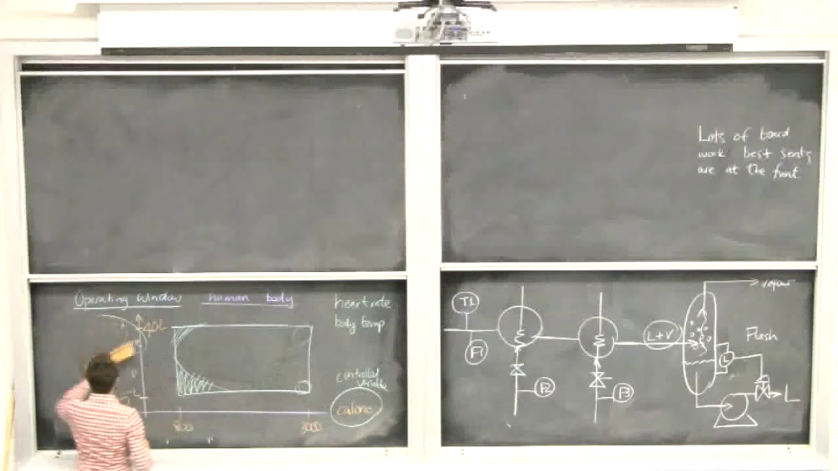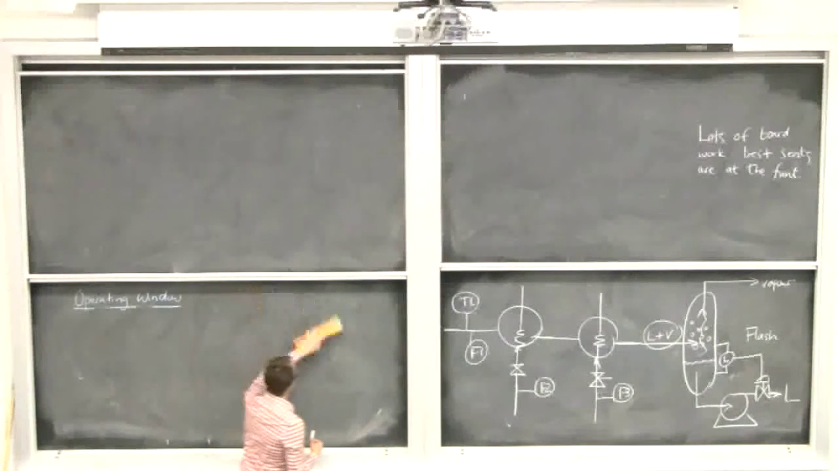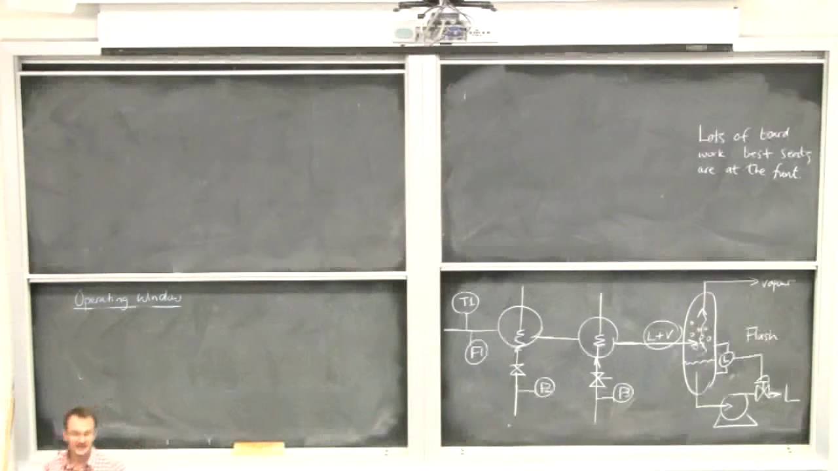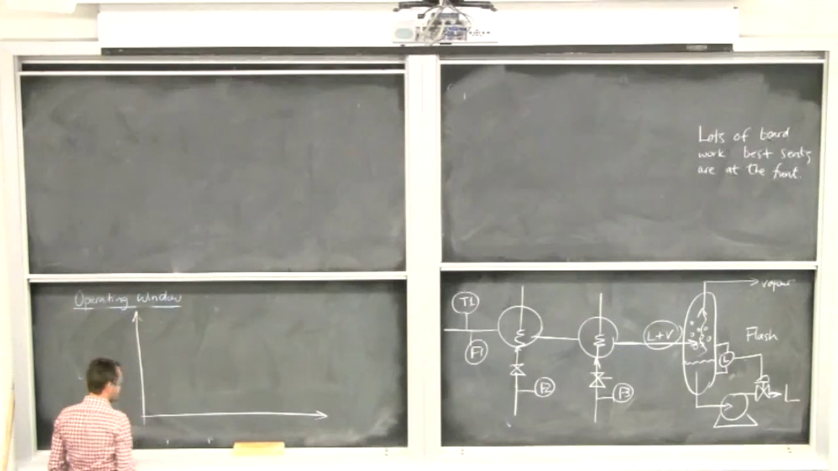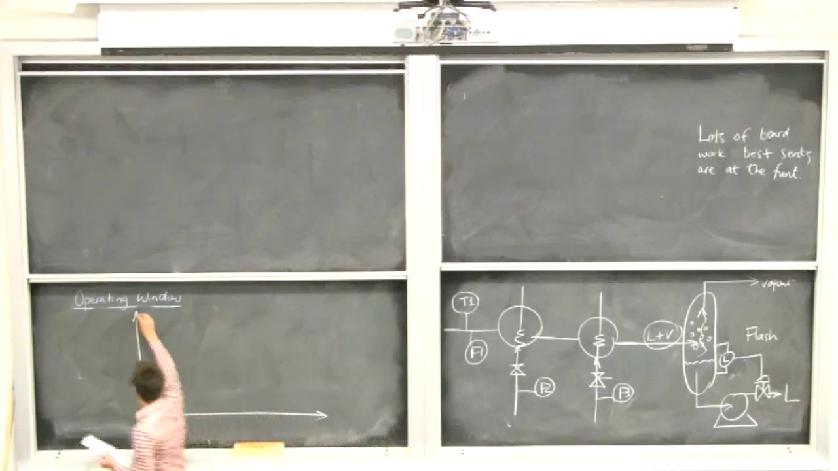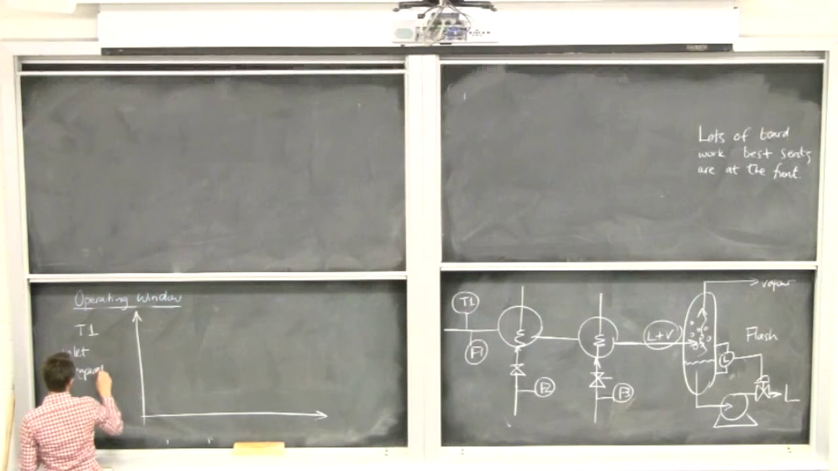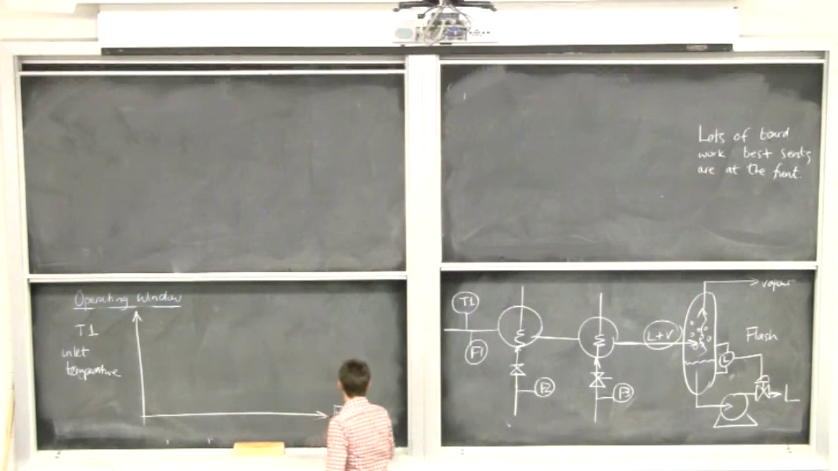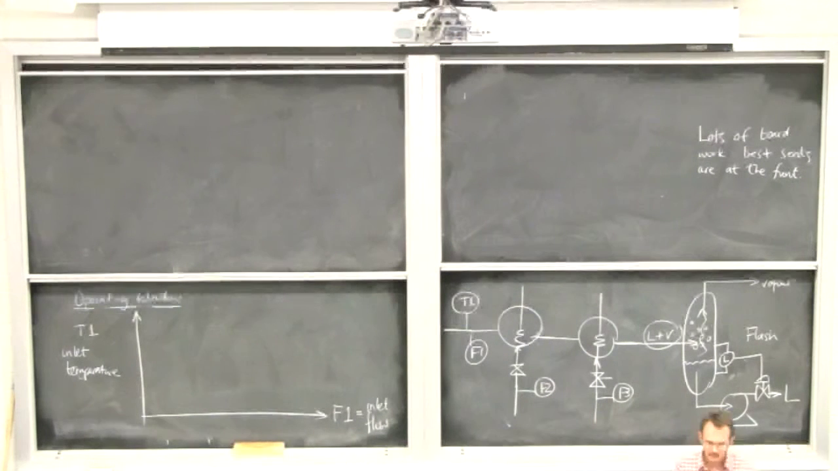Now let's take a look at the operating window for it. No, it can be any two variables. I just happen to use those two. In this case, we're going to use two variables again. I'm going to use on the vertical axis, I just want to make sure it's consistent with the notes, T1. So T1 is my inlet temperature. And I'm going to use F1, which is my inlet flow. And in this case, both of those are disturbances.